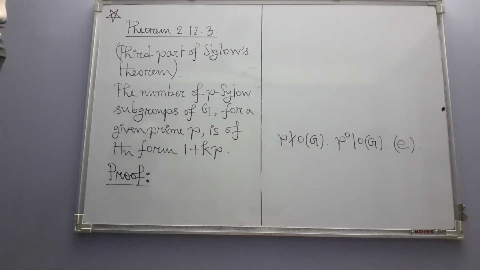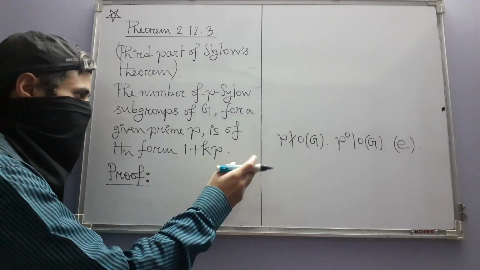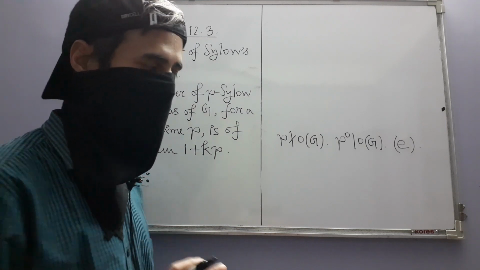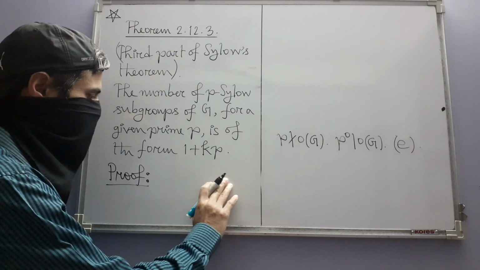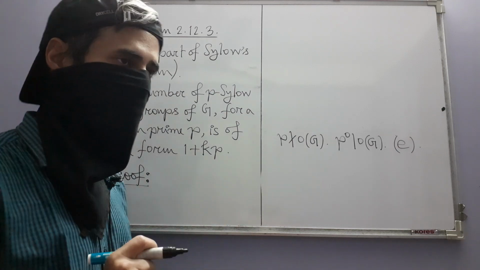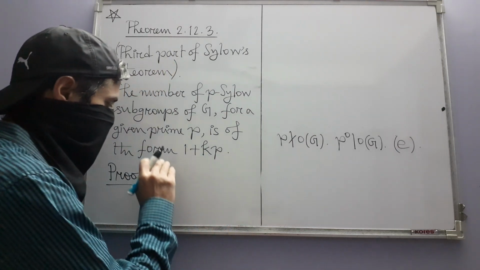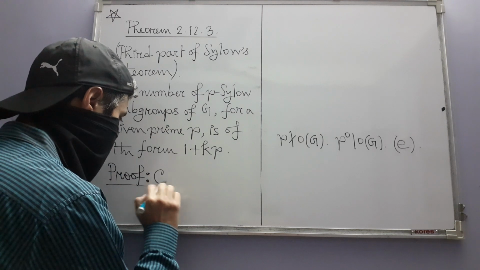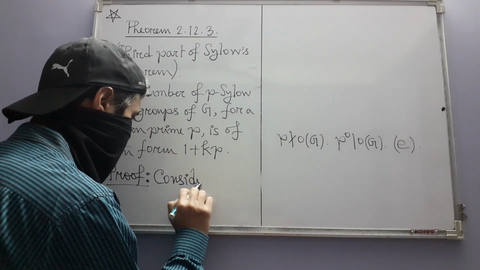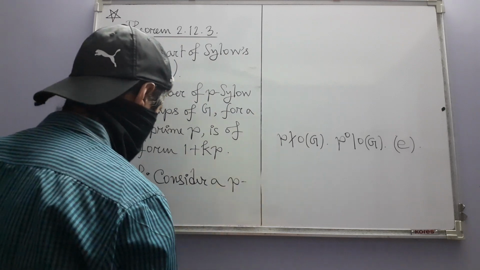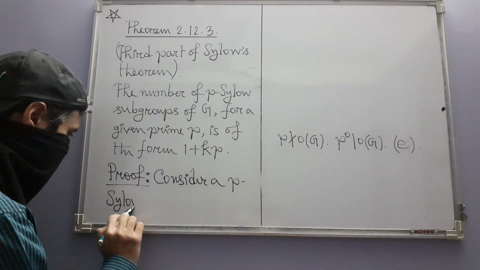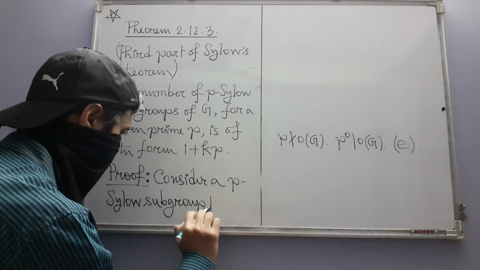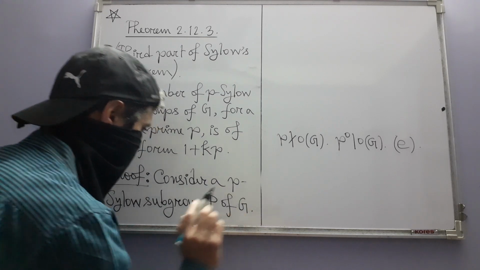Okay, so let us now start the proof. Because of this, without any further condition on p, whether it does or does not divide the order of G, we can start the proof by assuming that G has a p-Sylow subgroup, some p-Sylow subgroup P, and in the beginning of the proof we are going to consider such a p-Sylow subgroup. Consider a p-Sylow subgroup P of G.